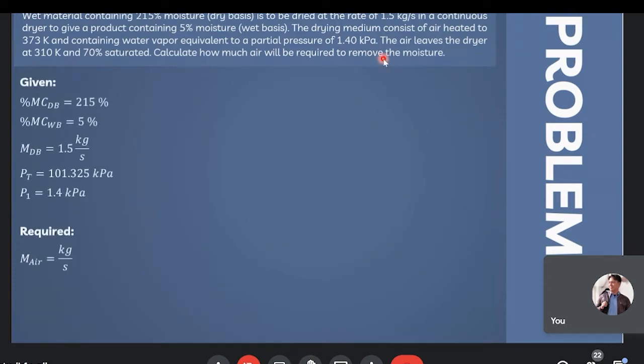So first, list down natin yung mga given natin. Meron tayong percent moisture content sa dry basis, which is 215%. Meron tayong moisture content for the wet basis, which is 5%. Yung flow rate natin, we have mass flow rate natin, we have 1.5 kg per second. Total pressure, 101.325 kilopascal. The pressure at point 1 is 1.4 kilopascal. So yung required natin is the mass of air in kilograms per second.